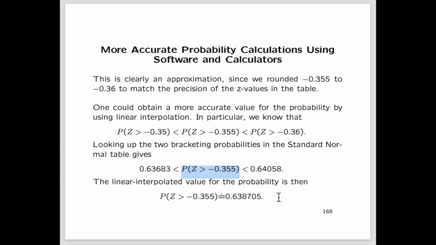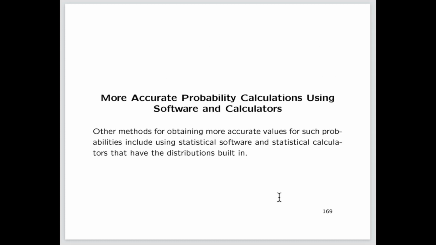So that is the linear interpolated value. And it turns out that it's obviously a better approximation. It turns out that it's really accurate. Okay, we'll come back to that in a few minutes, though. So there are other methods for obtaining more accurate values for such probabilities, including using statistical software such as SAS or Stata or Minitab or SPSS or R, as well as statistical calculators that have the distributions built in.